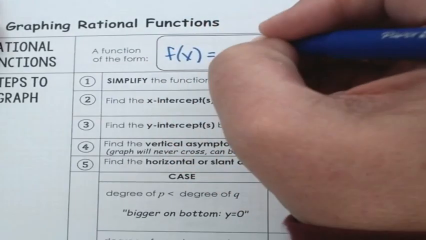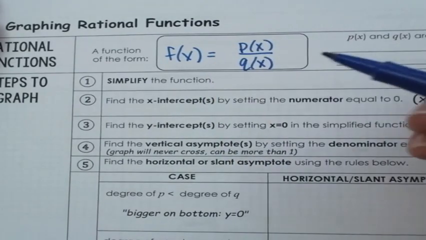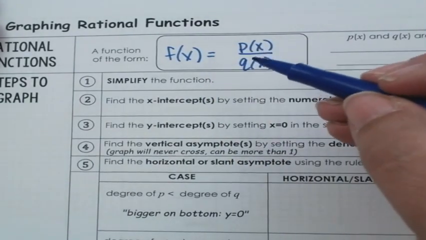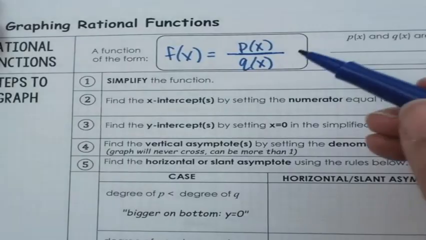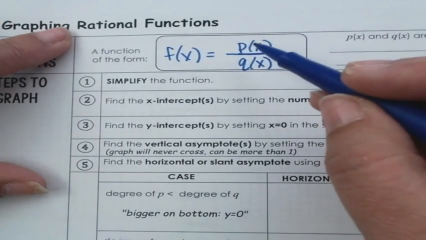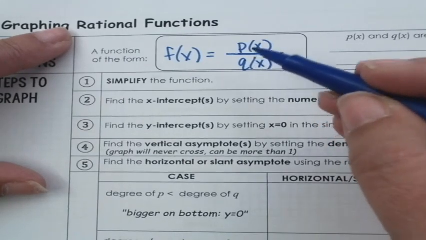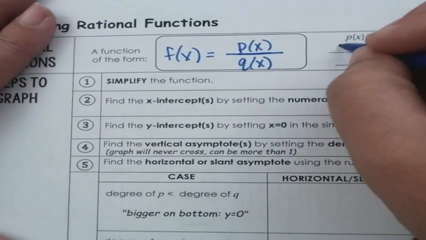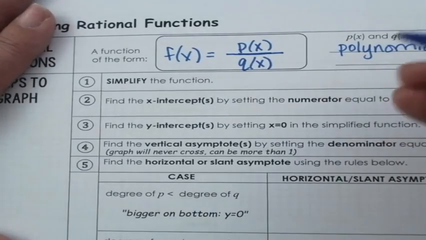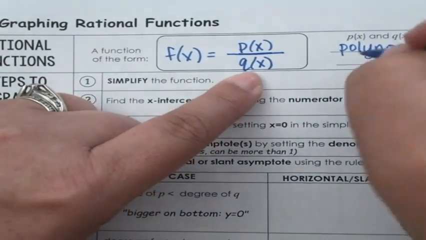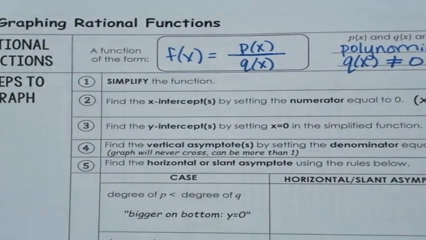So a rational function is a function of the form f of x equals p of x divided by q of x. Because we know a rational is just one polynomial divided by another polynomial. We talked about that back in the first lesson of this unit. A rational just means one polynomial divided by another polynomial, a monomial, binomial, trinomial, whatever it is. They're polynomials, okay? So p of x and q of x are polynomials. And q of x cannot be 0 because we know we can't divide by 0.